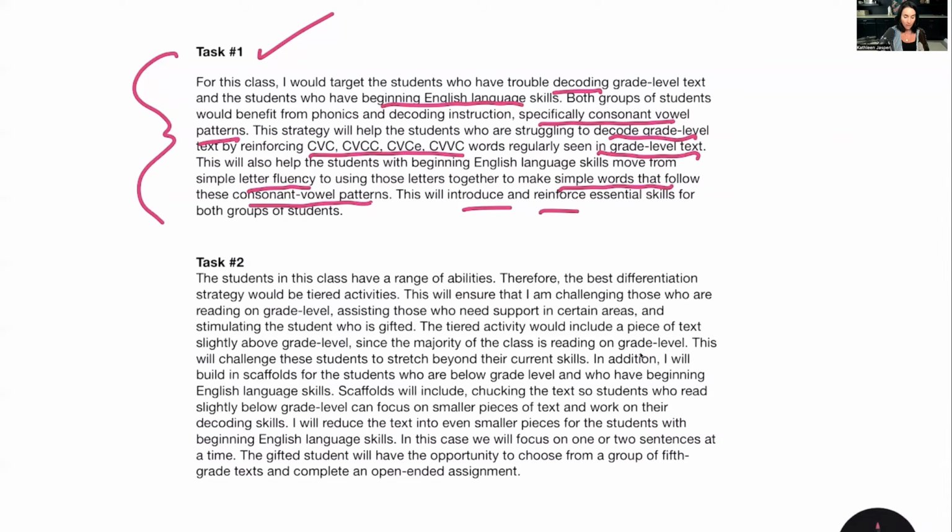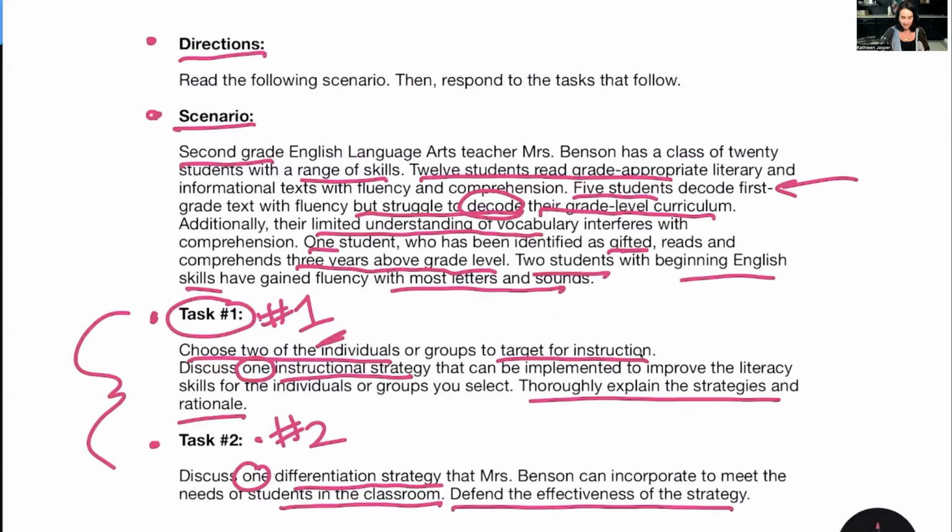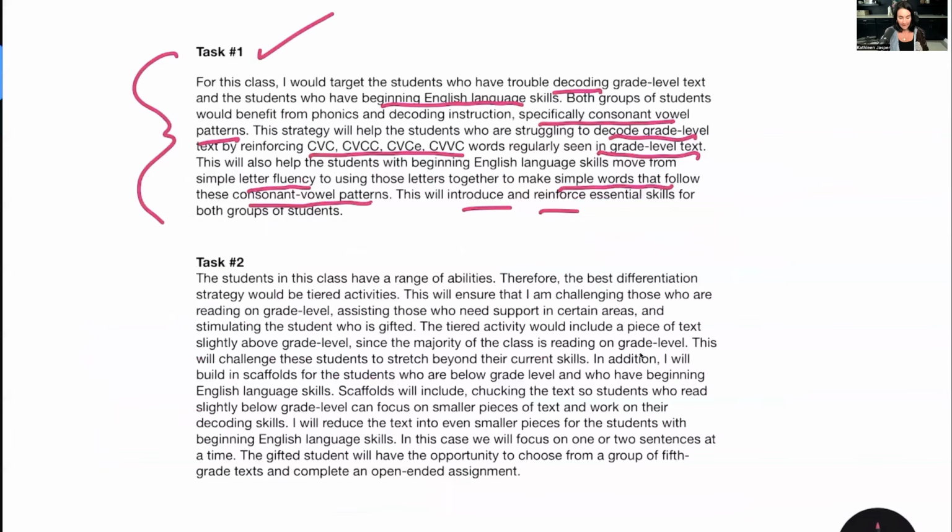Okay, now let's go back and just revisit task 2 here really quickly. It says discuss one differentiation strategy that the teacher can use for the whole class. Well, we know from the scenario that we have on grade level students, we have 1 gifted student, we have 5 students who have trouble decoding grade level text, and we have some beginning English language learners in the class. So we have them all. So what I'm going to choose to do here is use a tiered activity.